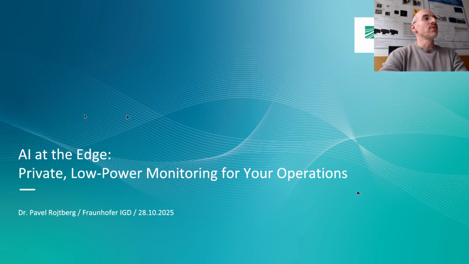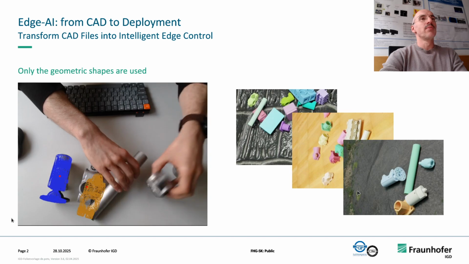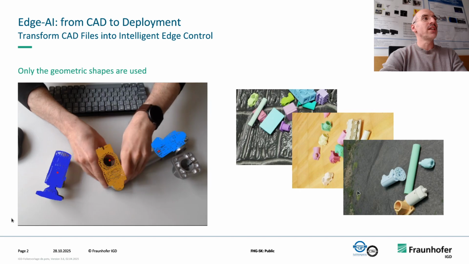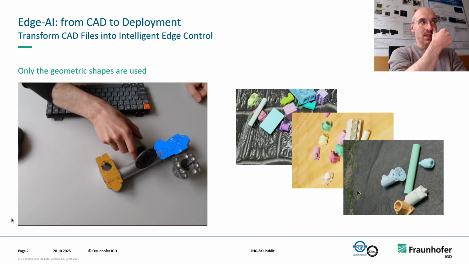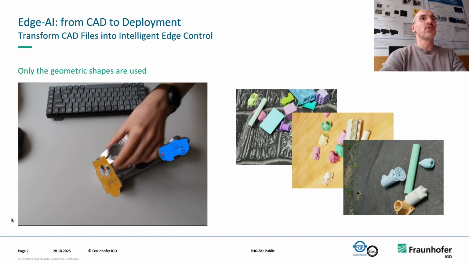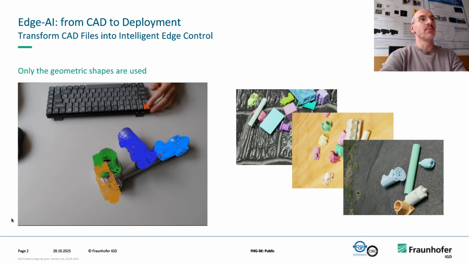Hello, my name is Pavel Reutberg and the topic of today's webinar is AI at the Edge, private low-power monitoring for your operations. First of all, what is the webinar actually about? The focus will be using CAD geometry for object pose estimation, as you can see in the video on the left-hand side. This means we assume some kind of industrial or production context where CAD files are actually available.